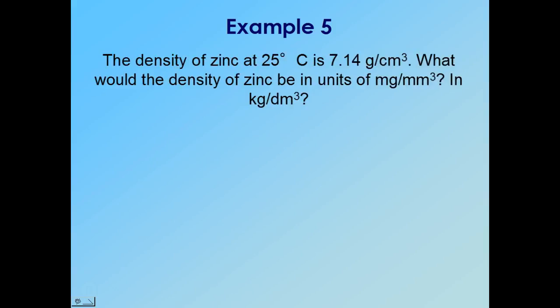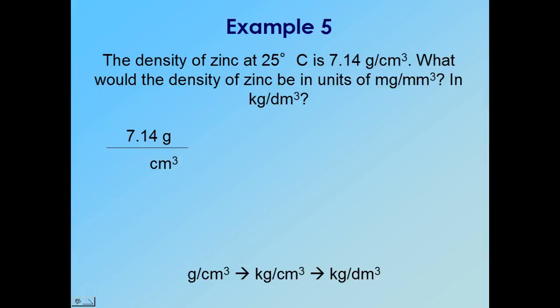To continue with this one, now we're going to go from grams per centimeters cubed to kilograms per decimeters cubed. So I'm going to start by going from grams to kilograms, leaving the centimeters cubed alone, and then I'm going to use centimeters cubed to get me to decimeters cubed. So this time there's 1,000 grams in every 1 kilogram, so the 1,000 has to go in the denominator, the 1 goes in the numerator, and that leaves me with 0.00714 kilograms per centimeters cubed.